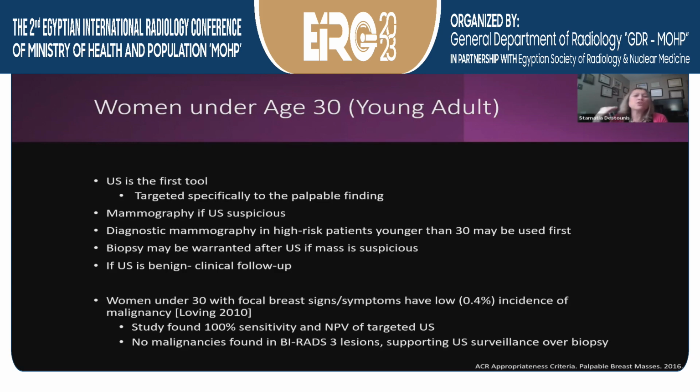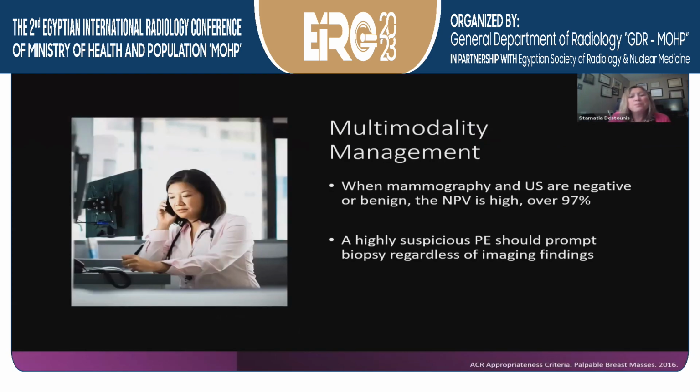Now, if you have a young adult under 30, we'll target the palpable finding. We'll start with ultrasound and then go to mammography if we find something suspicious. Although studies have shown, such as the one by Dr. Loving in 2010, that for women under 30, if the mammogram and ultrasound are negative, the chances of being malignant are very low. But we will go ahead and use multimodality management to evaluate the patient, and the negative predictive value of those two is very high.